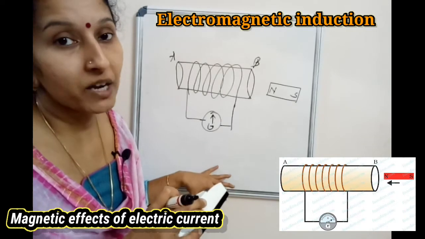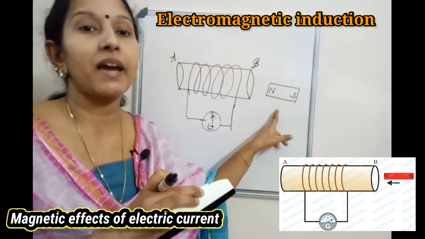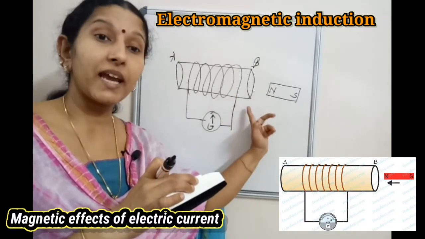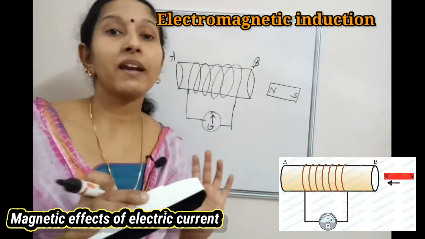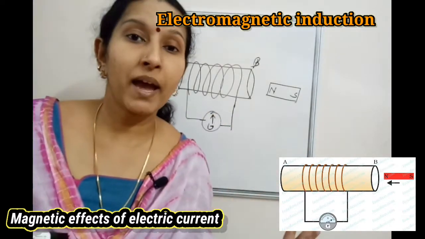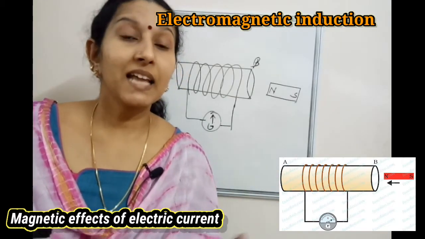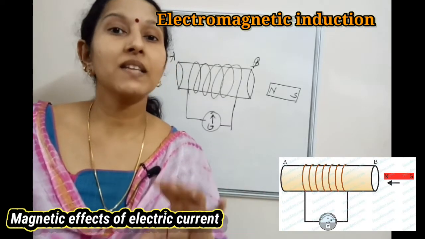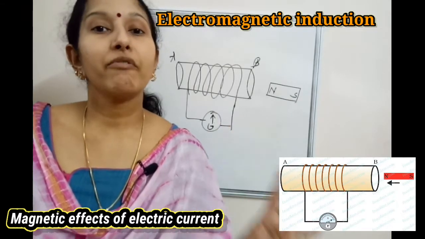How is the current formed? The formation of the current is due to the movement of the magnet, whether we are moving the north pole towards the end B, or taking it away from the coil. Due to that movement of the magnet, a current is generated. That current is known as induced current, and this concept was given by Michael Faraday.